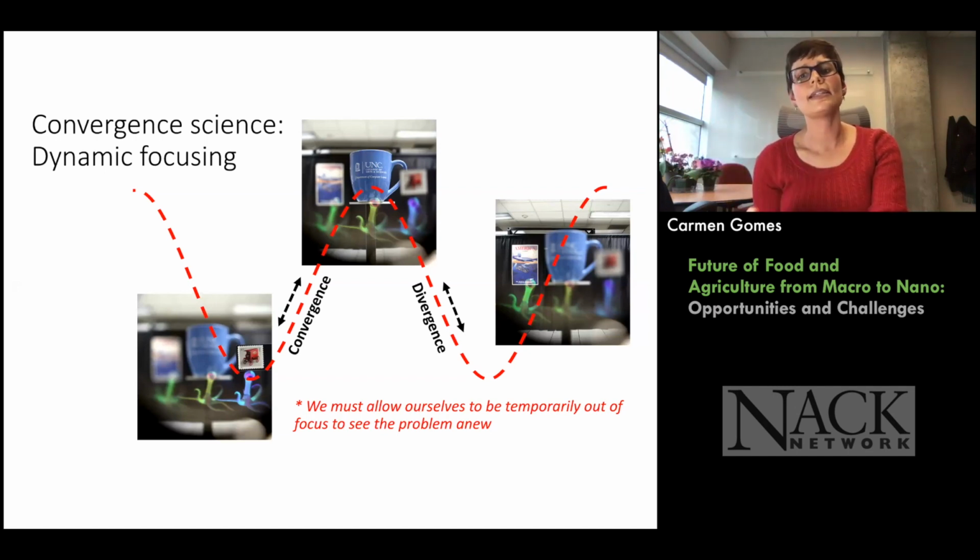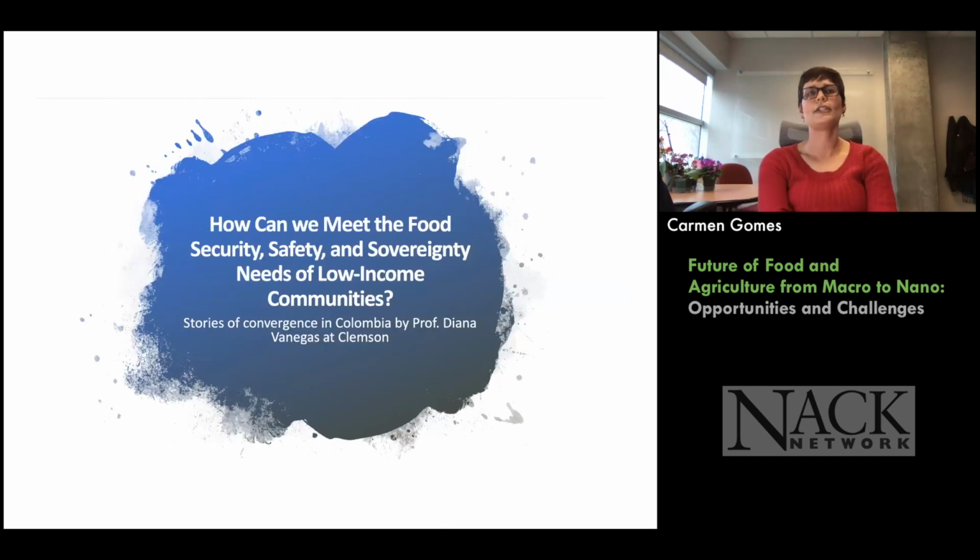So now, in the next slides, I will show you that nanotechnology can be used in low resource areas. You don't need to be in a developed country to make an impact. And if you do it properly, you can really help the community that you are tackling. So I'll give you a couple of examples and hopefully emphasize that to be able to do that, you have to obviously understand the context that you are in, the culture, and most important, the people that are involved in that. So how can we meet the food security, safety, and sovereignty needs of low-income communities?